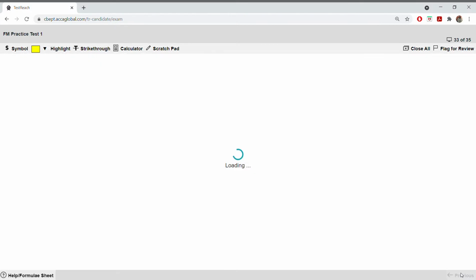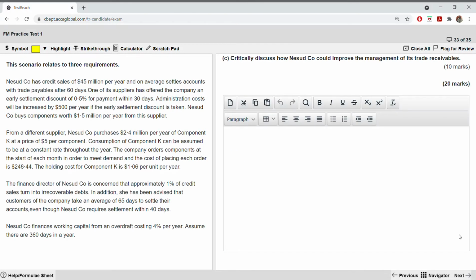Next, it is the same case study. Now it is not evaluate. Now you have to type. That's why you are given Word, and it's for 10 marks. This 20 marks is after taking the other two. The first question in section C was for 4 marks, the next one was for 6 marks, and this is 10, making it 20 marks. So critically discuss how they should improve the management of trade receivables, 10 marks.